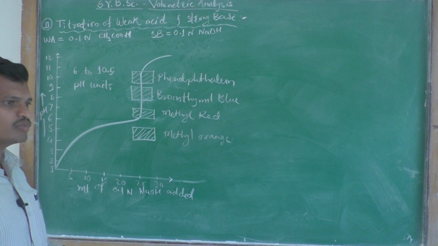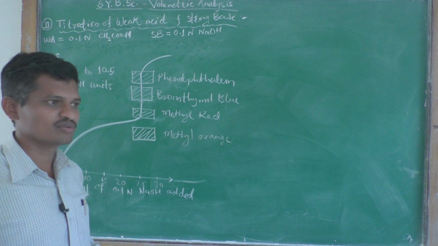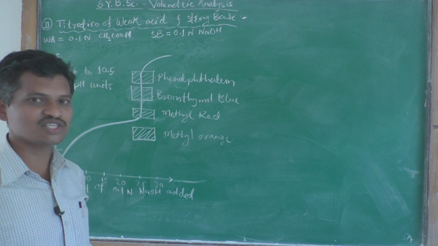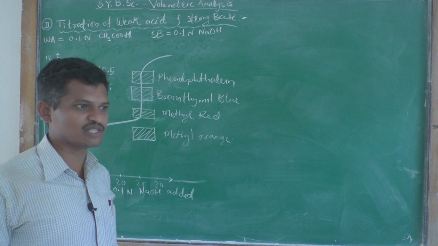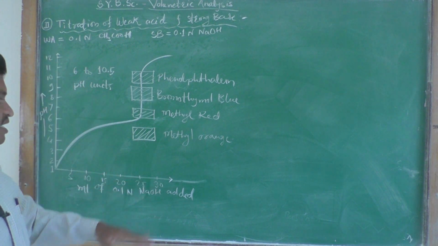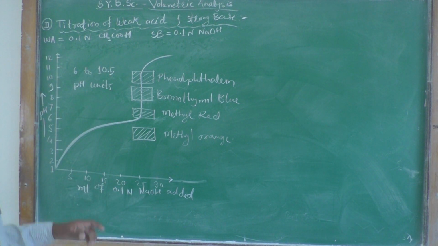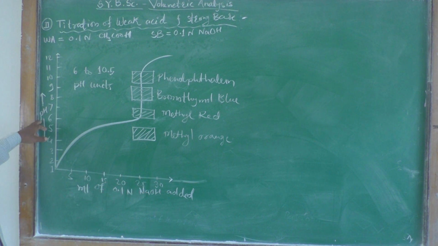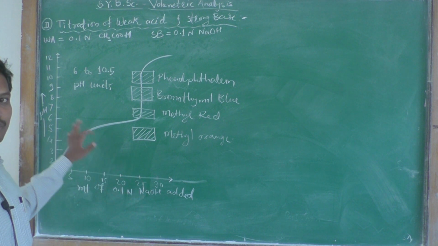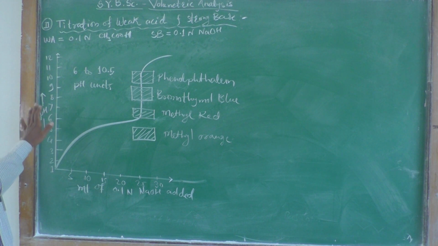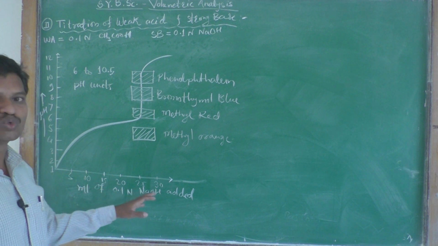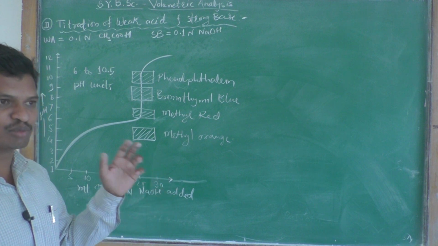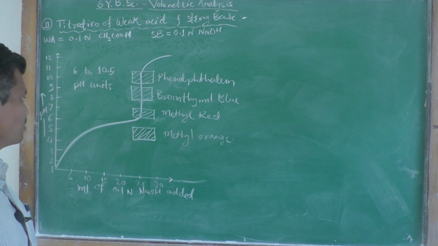Now the nature of the graph for this titration of weak acid and strong base is like this. The graph is plotted for you, and this graph is plotted as pH versus ml of NaOH added. That is, pH as a function of volume of sodium hydroxide, that is base, added from the burette. So this is the graph.